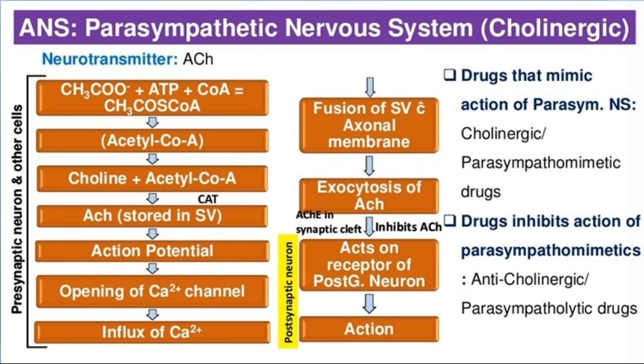the presynaptic axonal membrane. Then it leads to exocytosis of acetylcholine. Then acetylcholine acts on the postsynaptic neuron receptor. Then it leads to further action potential generation and impulse transmission. Drugs that mimic action of the parasympathetic nervous system are called cholinergic or parasympathomimetic drugs. Drugs that inhibit action of parasympathomimetics are anticholinergic or parasympatholytic drugs.